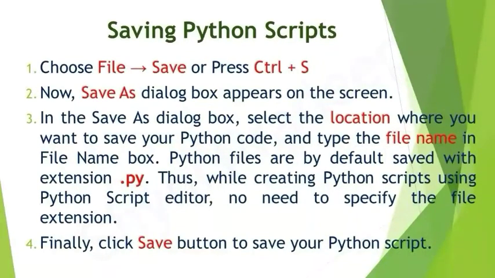Then the Save As dialog box appears. In that dialog box, select the location where you want to save your Python code. Location means what? Select your disk drives, D, E, any drives. If you want to store your Python code in the local disk D, you can select local disk D. Otherwise, select local disk E. Select any location that you want to store that file.